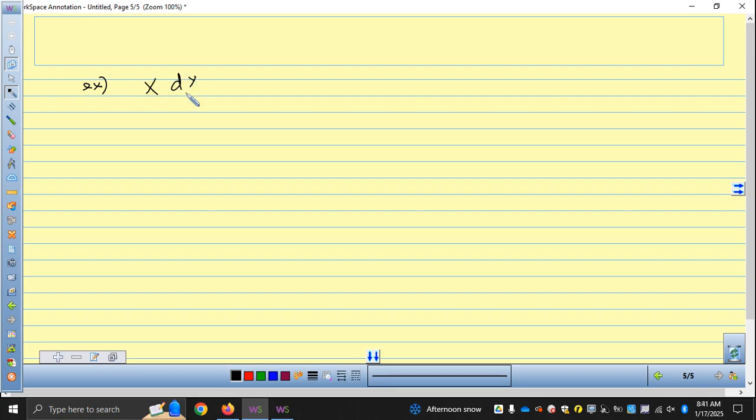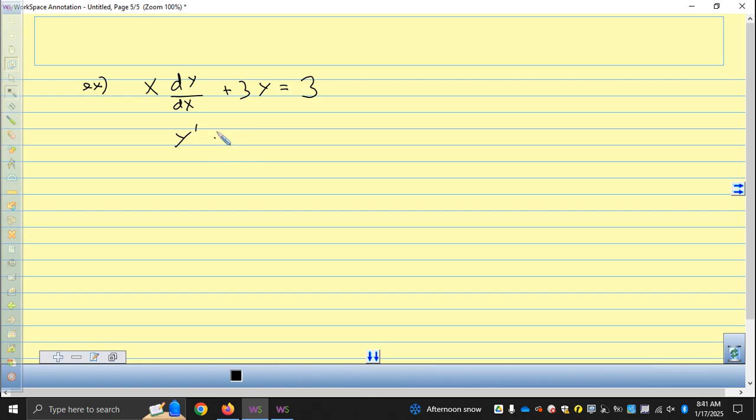x dy dx plus 3y equals 3. Our first step is to write this in standard form. So I'm going to divide by x, and I'm going to write it as y prime instead of dy dx. y prime plus 3 over x y equals 3 over x. So p of x is 3 over x.